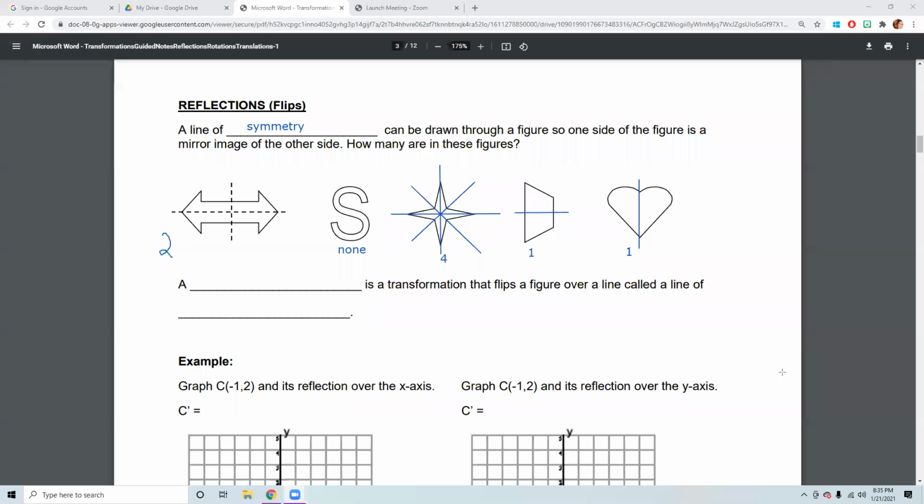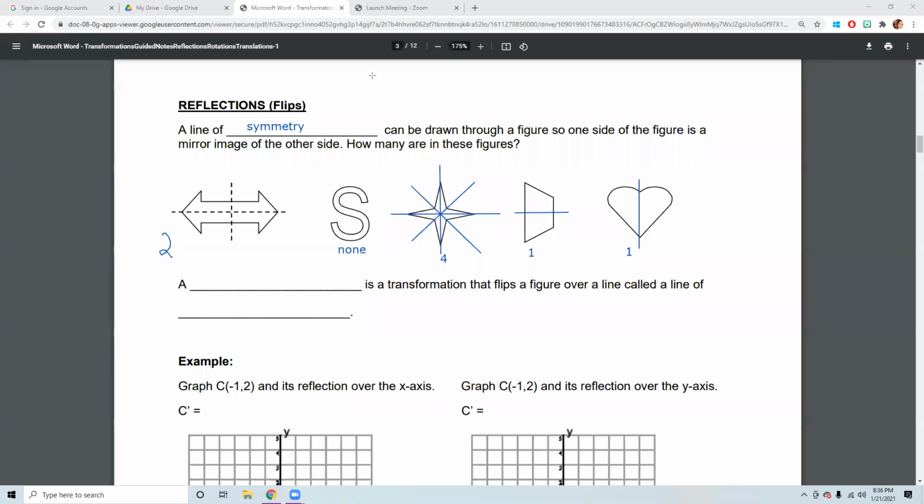And here are your answers. I know my lines aren't 100% perfect, so don't come for me, like I know. This S actually doesn't have any lines of symmetry. Wherever you would try to draw the line, it doesn't match up on either side. This next one, though, has 4. The left side equals the right side, the top equals the bottom, but you can also do the diagonals for this one. The trapezoid has 1, and the heart has 1.